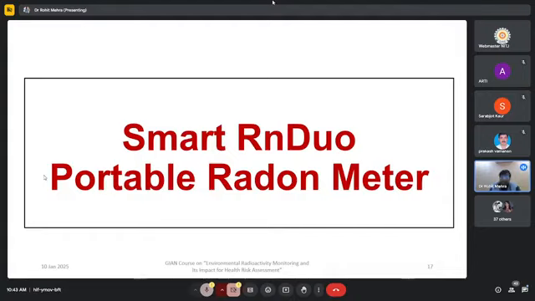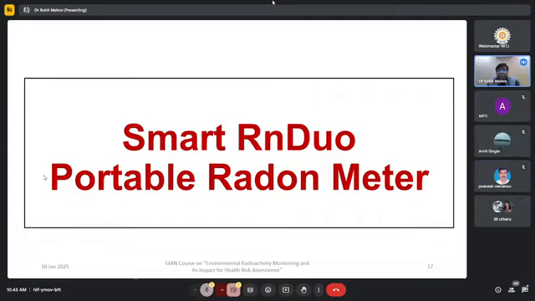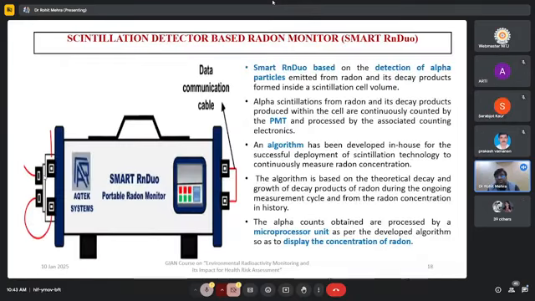And then this is another very big leap in the development of the portable radon meter, which is giving a lot of competition nowadays to Rad7 and AlphaGuard, which cost approximately 15 to 20 lakhs for AlphaGuard and around 8 lakhs for Rad7. This portable radon meter costs approximately 1.5 lakhs.